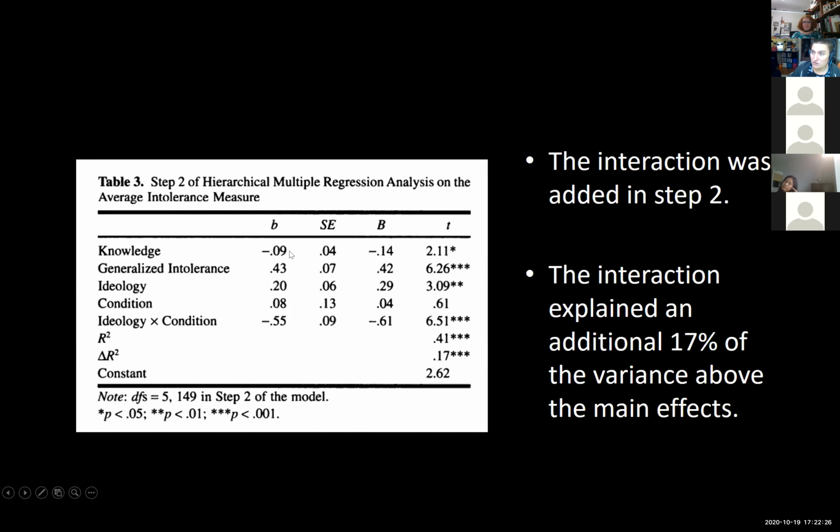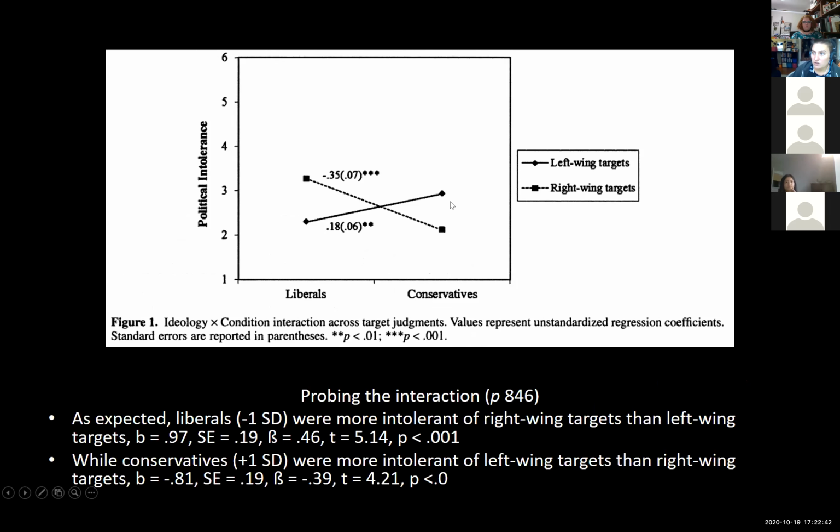But each one of these, here's your B, your standard error, they are using this to represent their beta or their standardized coefficient. And then you get a t-test for each one. Here's the t-test of the interaction. And then this is the result of the interaction.